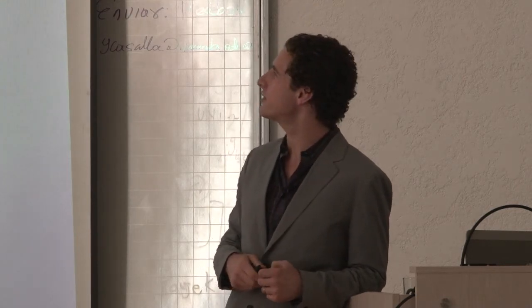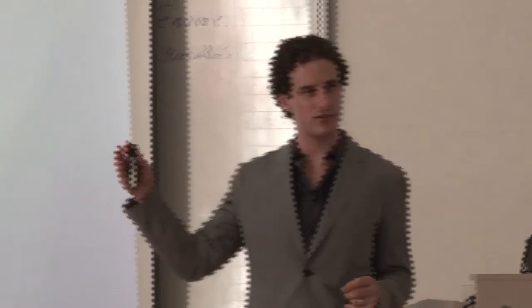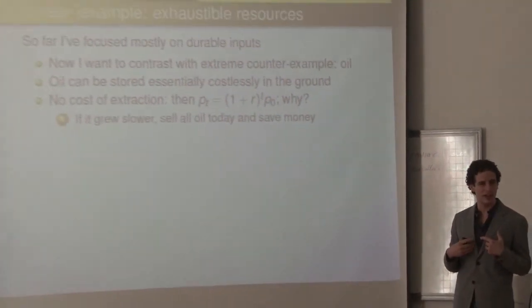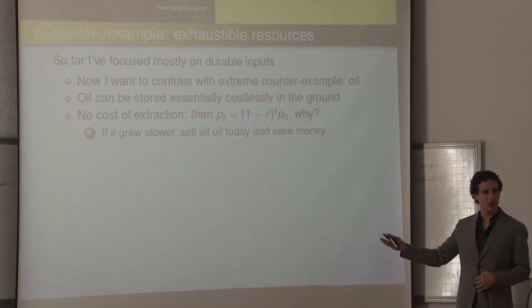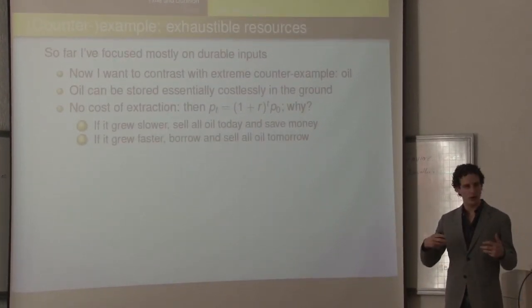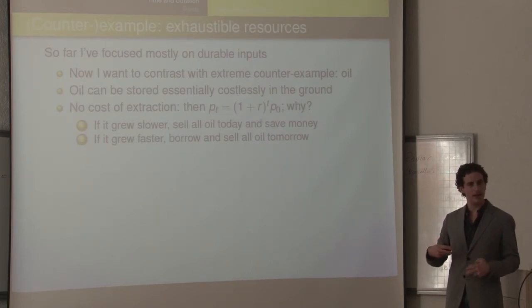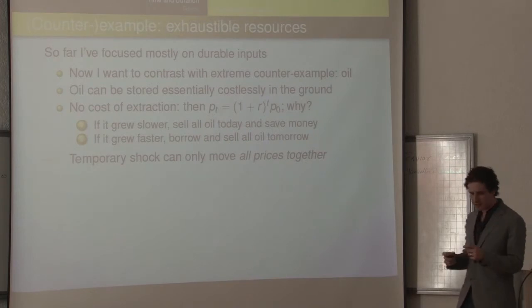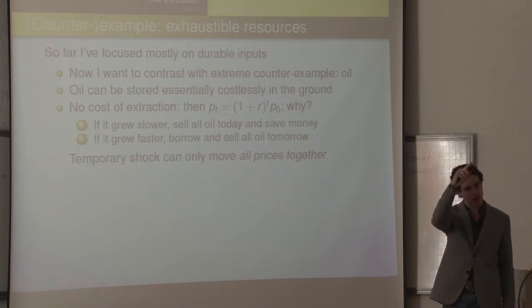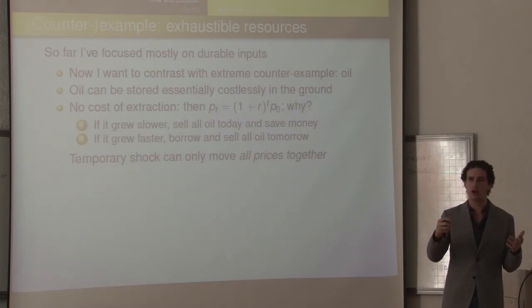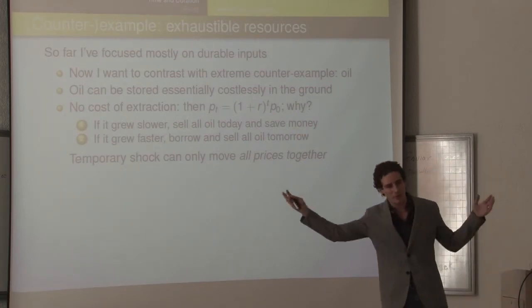Well, the reason is that imagine that it were to grow slower than the interest rate. Then it would make a lot of sense to sell all your oil today and then to just put it in the bank and let it grow at the interest rate. If it grew faster, you could borrow money that you need today and sell all your oil later and more than pay back. So what that means is that if there's a short-run shock to the demand for oil, prices for oil, if they're going to go up at all, have to go up at every period in the future.